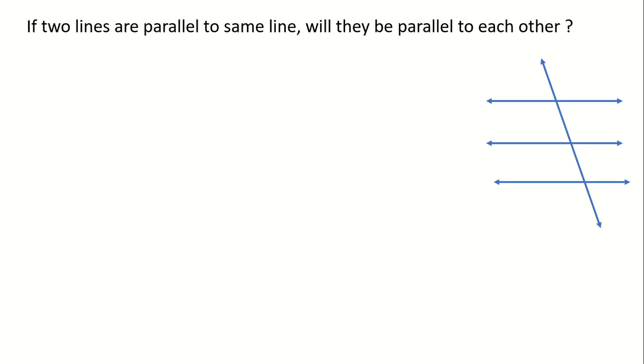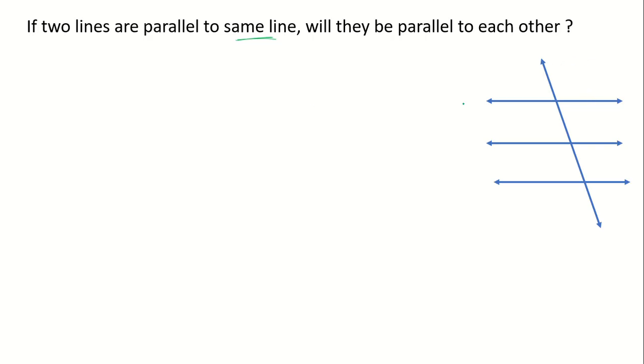Now, let us look at a very important theorem. The theorem is: if two lines are parallel to the same line, will they be parallel to each other? So, here we need to prove this theorem. What is the statement here? The statement is: if two lines are parallel to the same line, these are two lines, will they be parallel to each other?